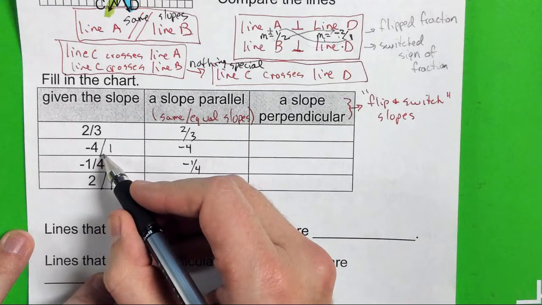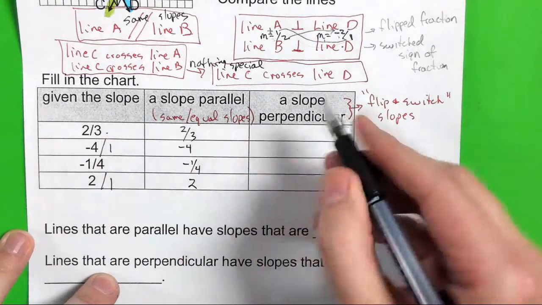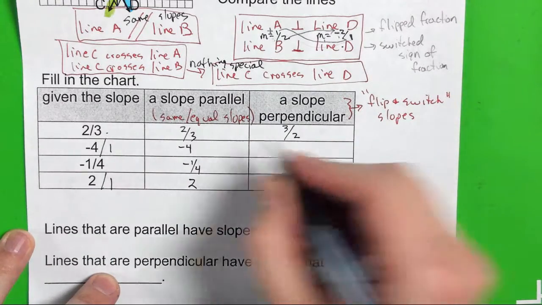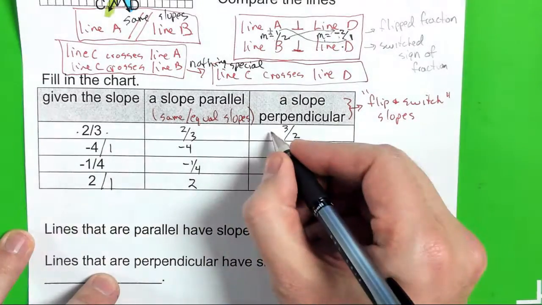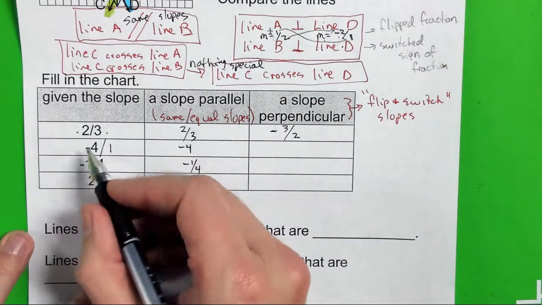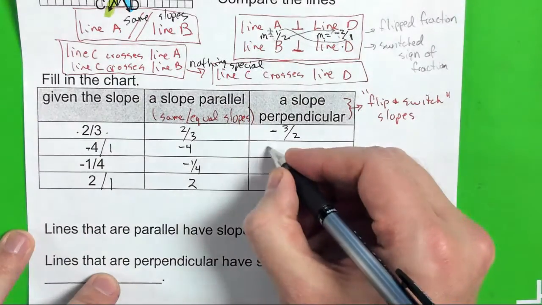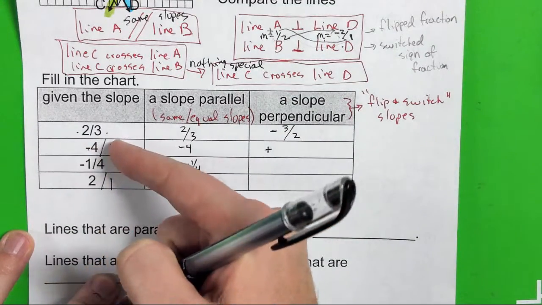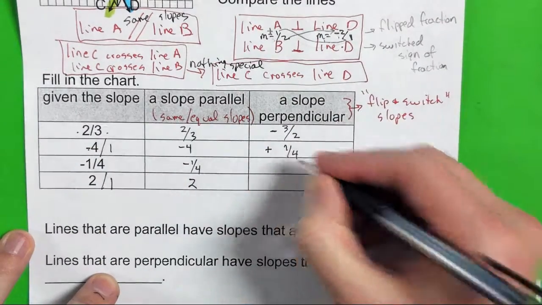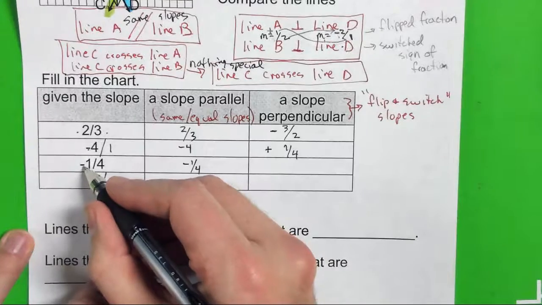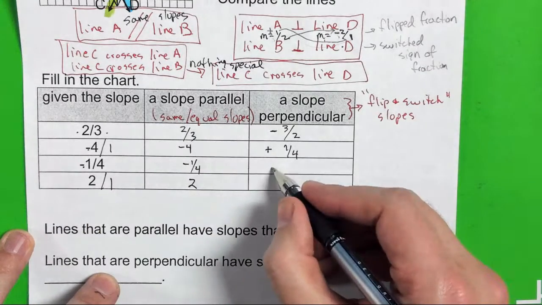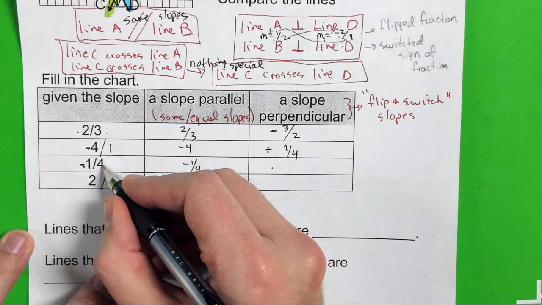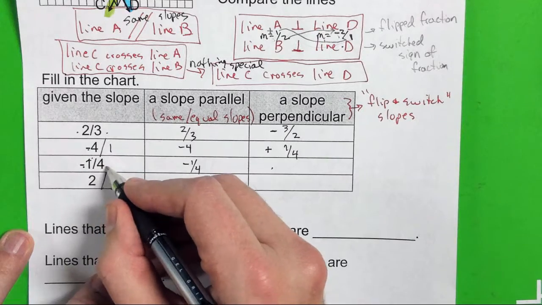But now I'm going to have to flip it. Flip. 3/2. This is positive, so this becomes negative. Switch. This should be positive. Now I flip it. 1 goes on top, 4 goes on bottom. This is negative, so I know it's going to be positive. 4 goes from the bottom to the top.